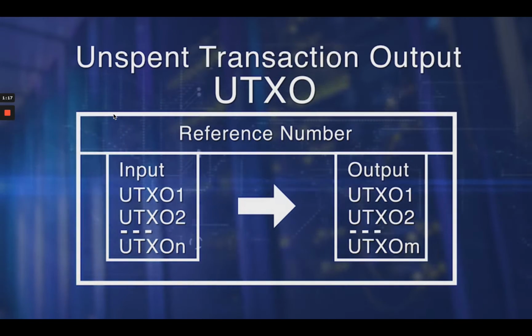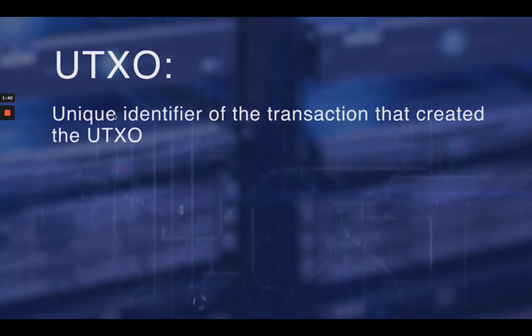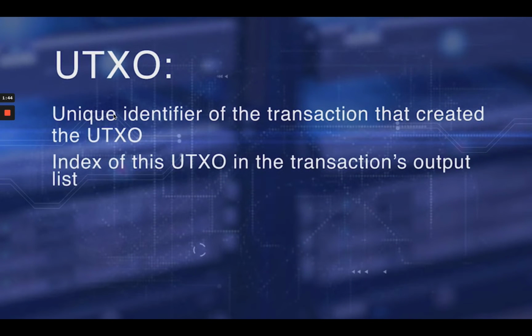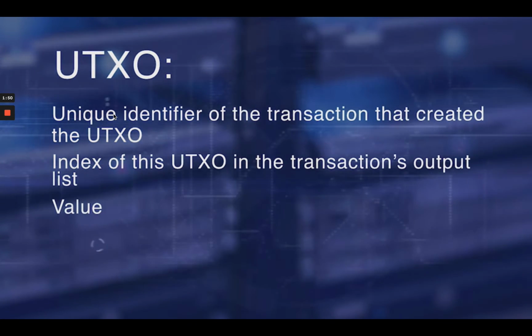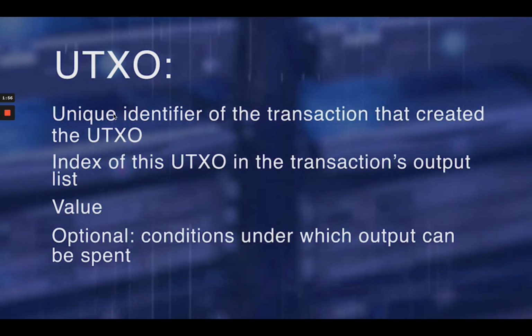Now let's review the role of the UTXOs in a Bitcoin blockchain. The transaction uses the amount specified by one or more UTXOs and transfers it to one or more newly created output UTXOs, according to the request initiated by the sender. The structure of a given UTXO is very simple. It includes a unique identifier of the transaction that created this UTXO, an index or the position of the UTXO in the transaction's output list, a value or the amount it is good for, and an optional script, the condition under which the output can be spent.